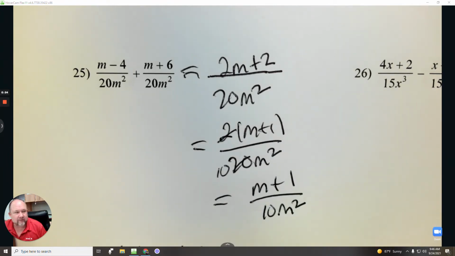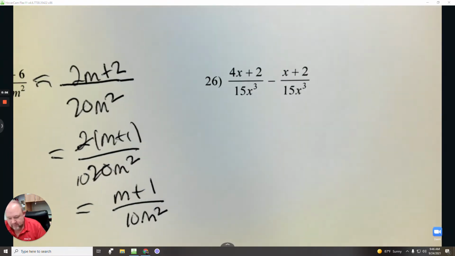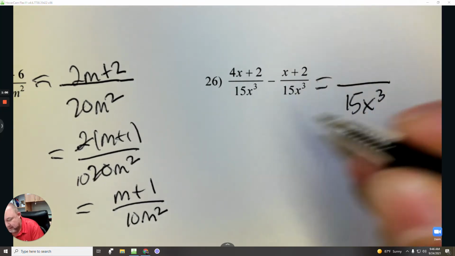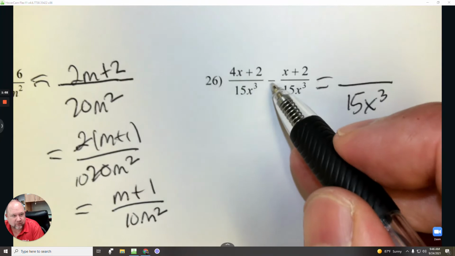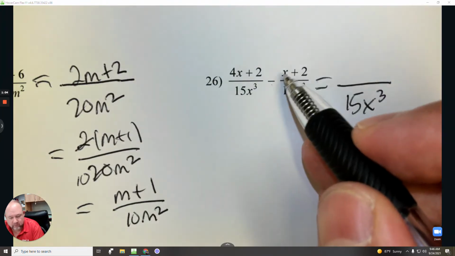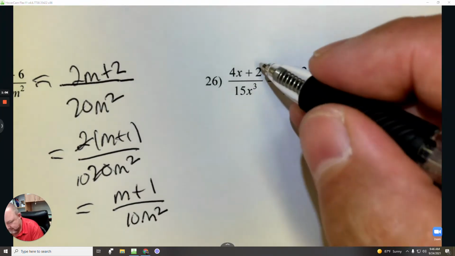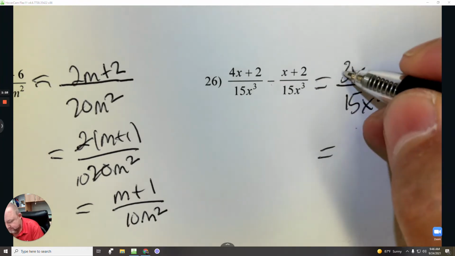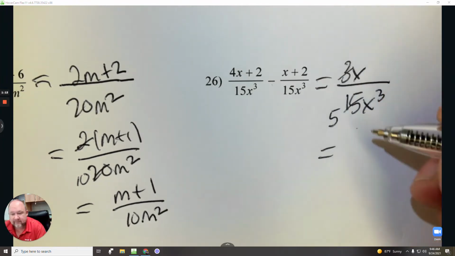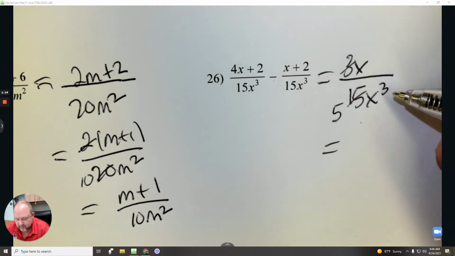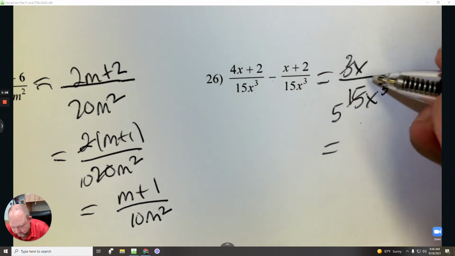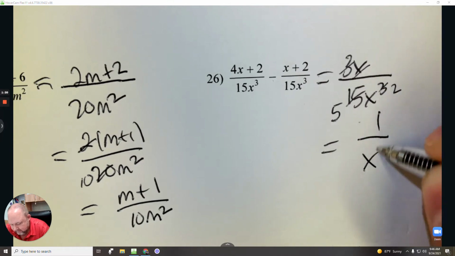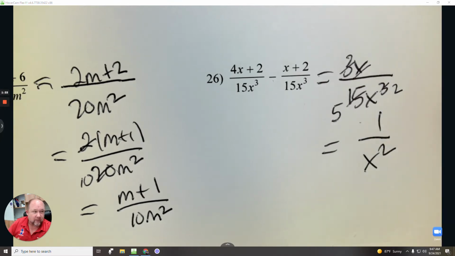All right, number 26. To subtract, we need common denominators, which we do. So you write that common denominator. Now you subtract. So 4 take away 1 is 3x, and 2 take away 2 is 0. We don't need it. And now you simplify it. So 3 goes into 15 5 times. Subtract the exponents, so the x cubed over x becomes x squared. So all that's left over is 1 over x squared.